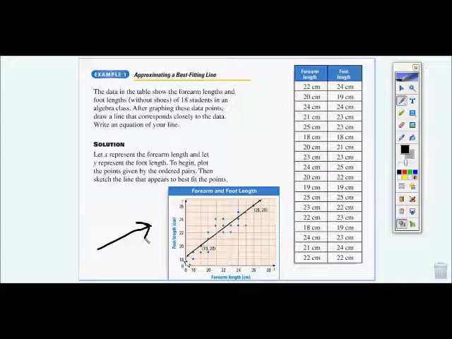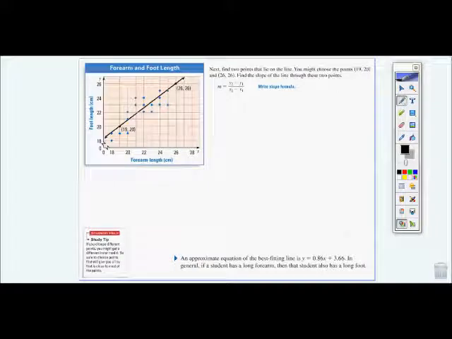And why do we do something like that? We can then make an assumption and tell what we think is going to be happening. So if you look here, it seems to be that the longer your forearm is, the longer your foot length will be as well. So the next thing we could do is find the slope of that to find how much it increases, or what rate it changes.